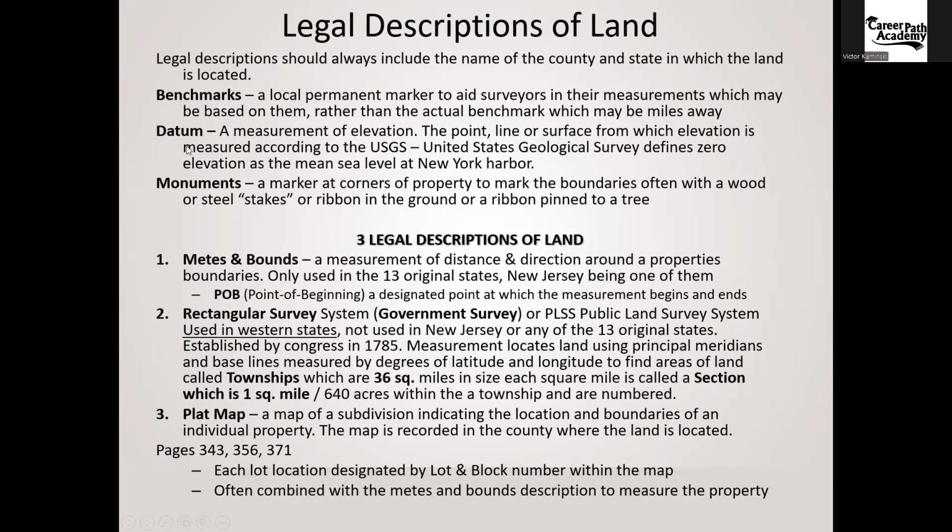A datum is a measurement of elevation, the point, line, or surface from which elevation is measured, according to the USGS. That's the United States Geological Survey, which is a department within the United States government. They're the ones that monitor our planet, the Earth, basically. That's their job. Seismic activity.